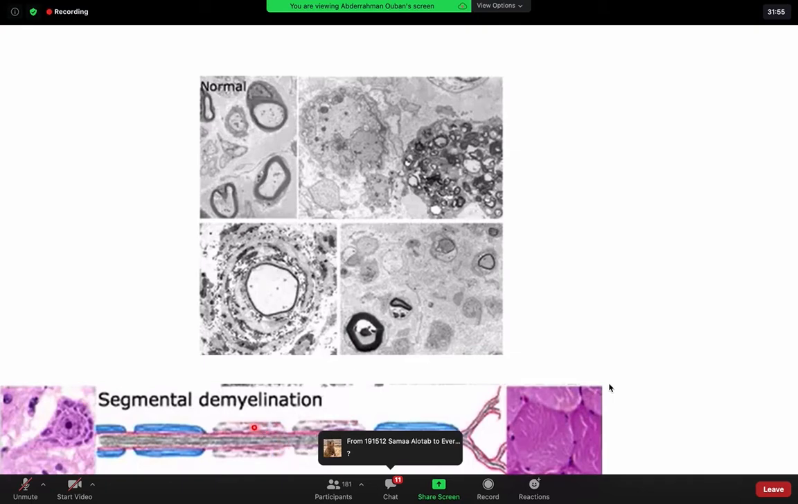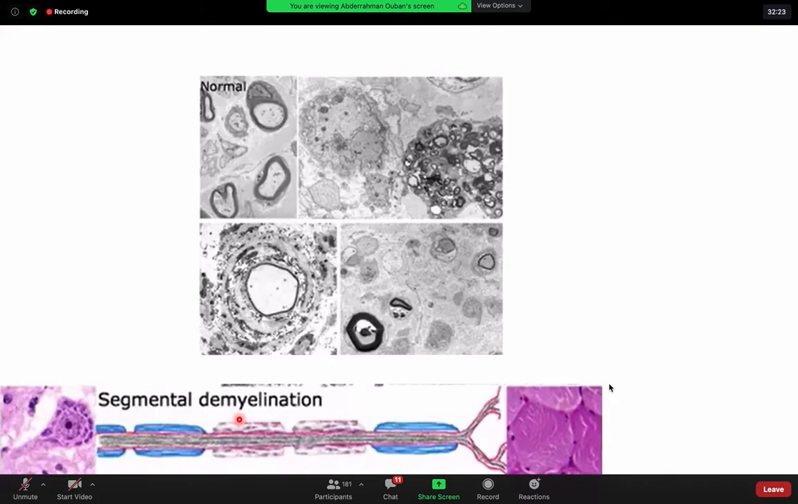Now, the myelin is lost, but the Schwann cells are still intact. And as such, they can repair this lost myelin segment. This is why recovery from segmental neuropathy is more complete than Wallerian degeneration and more rapid. All right? So now you're starting to see the difference between those.